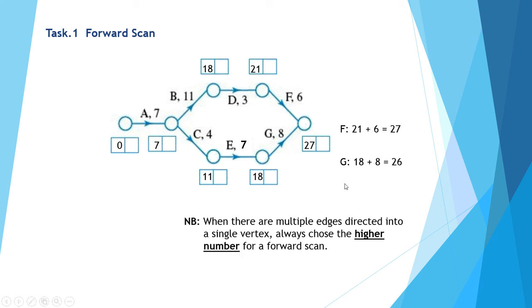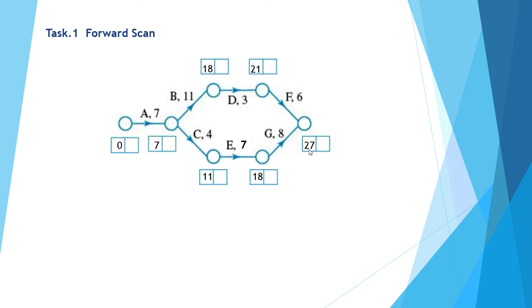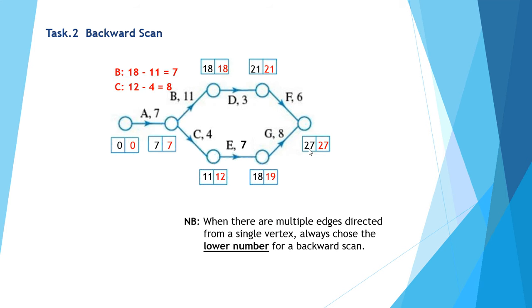I take the higher of the two numbers, 27. If I entered in 26, activity F wouldn't be completed, so this is not the earliest completion time. In effect, you're taking the longer of the two times to calculate the actual earliest completion time. So 27 is entered in. That's our forward scan. Now looking at our backward scan, we start with 27 and we do the reverse.